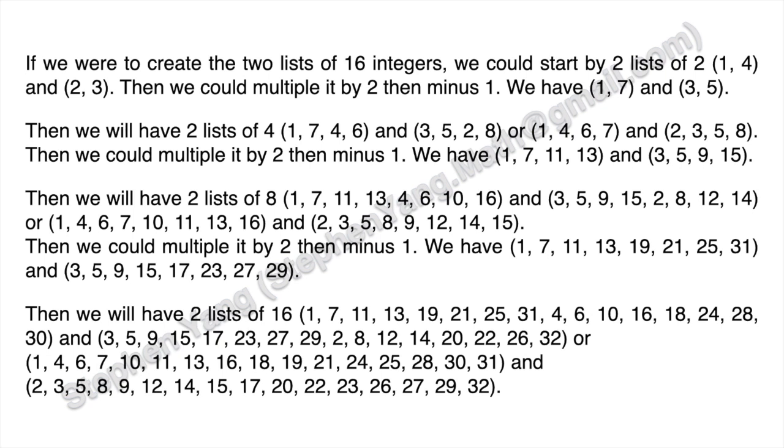And if we sort these two lists, we'll have 1, 4, 6, 7, 10, 11, 13, 16, 18, 19, 21, 24, 25, 28, 30, 31, and 2, 3, 5, 8, 9, 12, 14, 15, 17, 20, 22, 23, 26, 27, 29, and 32. Okay, so now we have these two lists, and I'll prove to you that their sum lists are the same by programming.